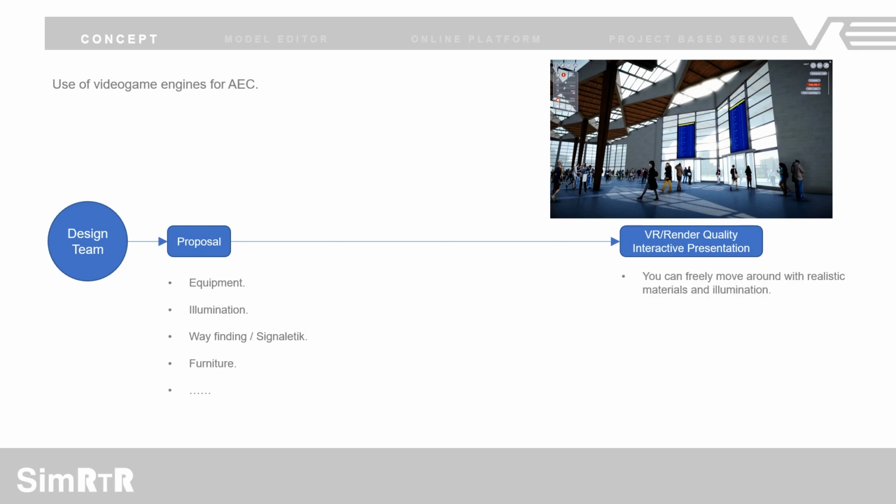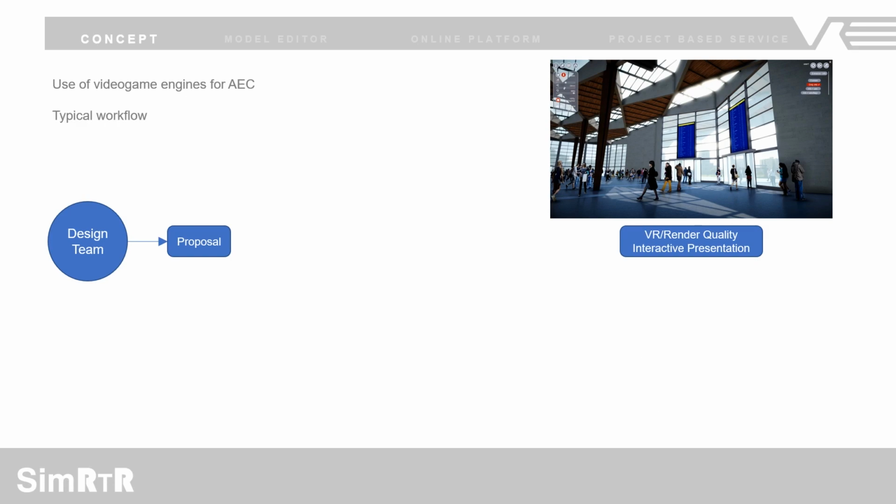You can freely move around with realistic materials and illumination, with the same quality that you would expect from a static render. And you can directly check and compare different options. Because these interactive presentations are custom developed with the video game engine, it is possible to include any needed functionality or user interface. The result of all this is that anyone can easily visualize how the design is going to look like: possible clients, the authority, or in general any stakeholder of the project. In some projects, the use of video game engines has sped up the approval process quite a bit.